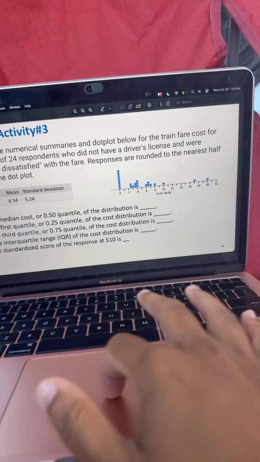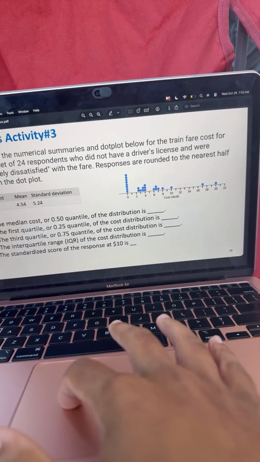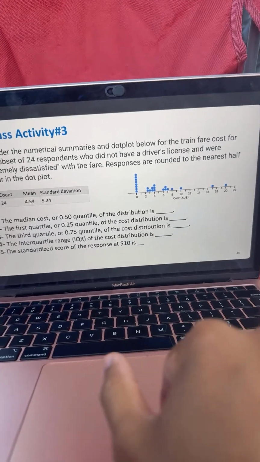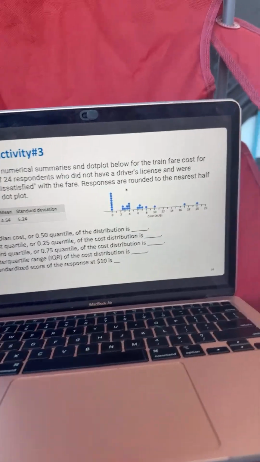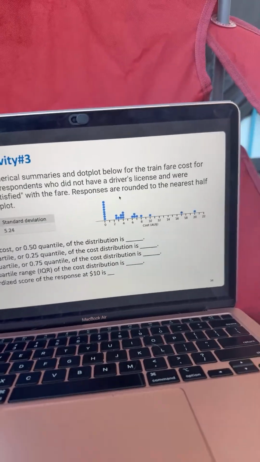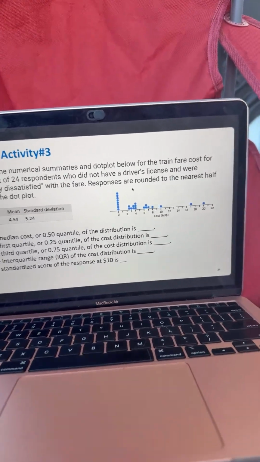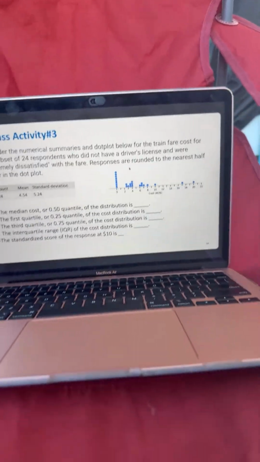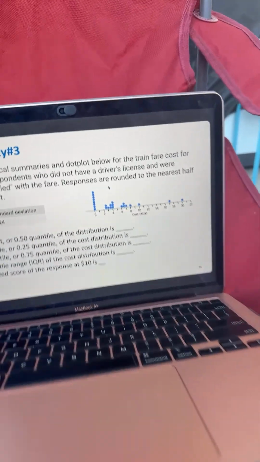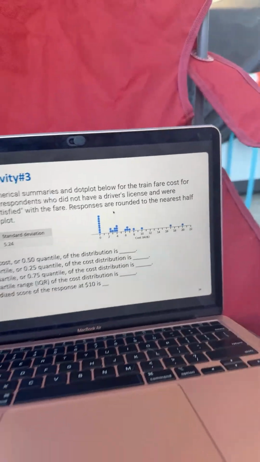Class activity number 3. We're almost there. We have 10 slides left. So consider the numerical summaries and dot plots below for the train fare cost for the subset of 24 respondents who did not have a driver's license and were extremely dissatisfied with the fare. Responses are rounded to the nearest half dollar in the dot plot.